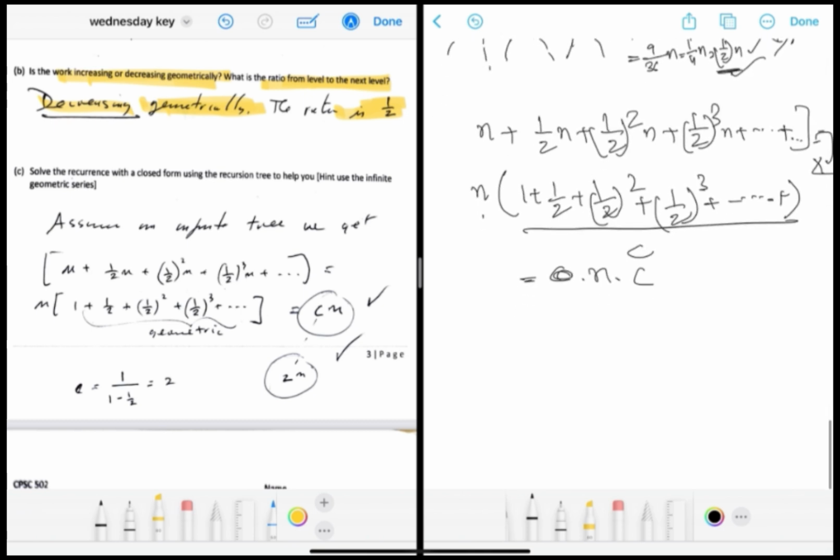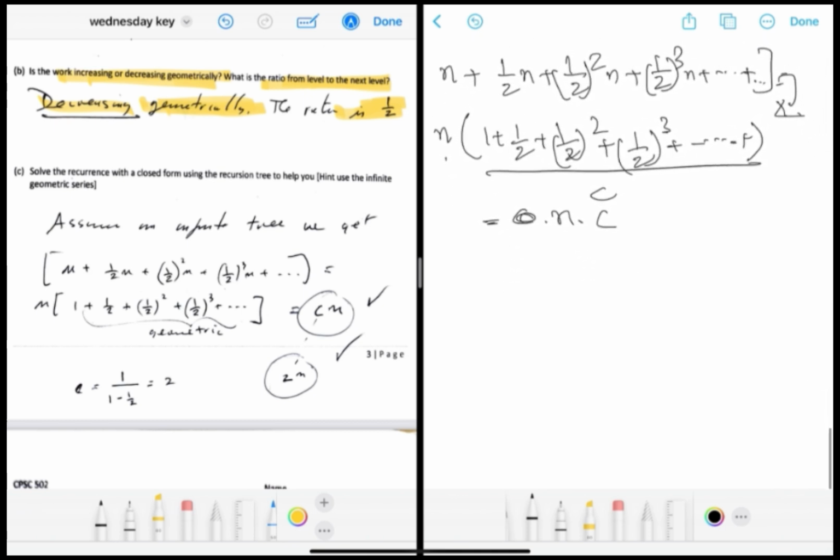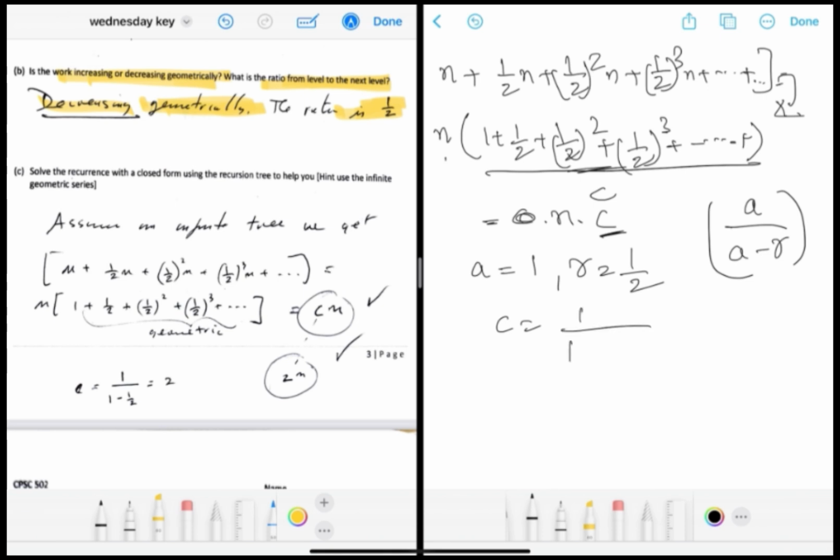So let's find c. From geometric series, we already learned that for an infinite geometric series the sum is going to be a by 1 minus r. So here a is the first term, which is 1. R is the ratio, which is 1 by 2. So c, the constant c, is going to be 1 by 1 minus 1 by 2, which is 1 by 1 by 2, which is 2. So the sum is going to be 2n.